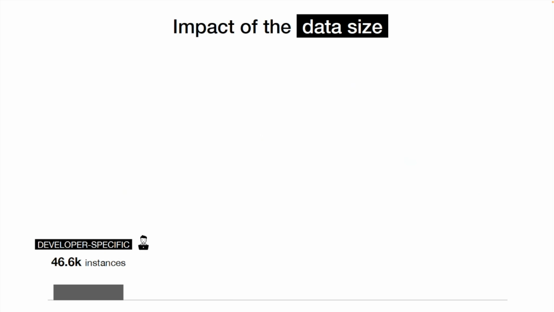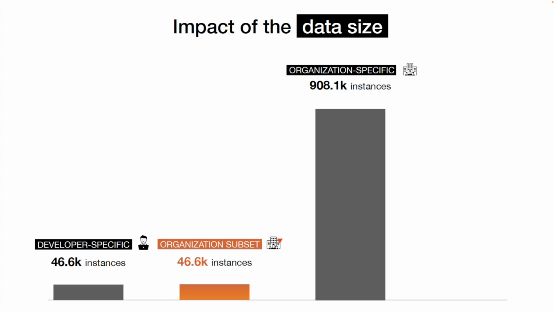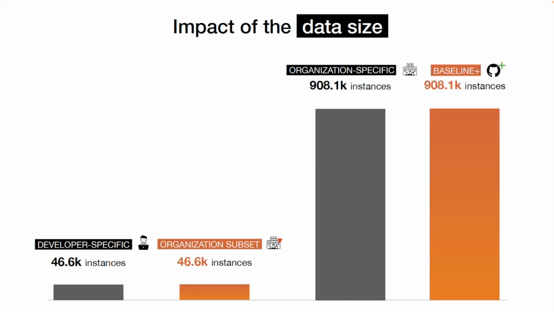To do so, we started with developer-specific models, and we compared them with organization subset models. That means an organization-specific model trained on a subset of an organization-specific dataset. And then we did the same for the organization, because we said that the organization also works better than the baseline. And of course, the baseline was trained with less data. This is the reason why we compare the organization-specific models with a baseline plus model. That is the baseline further trained on more data, on the same amount of data as the organization-specific dataset.